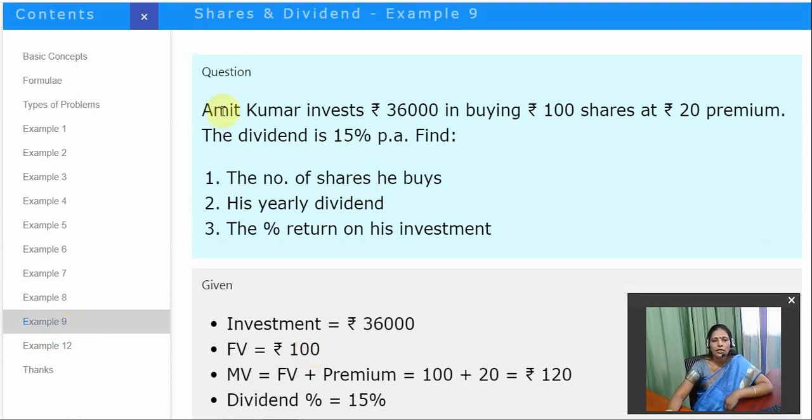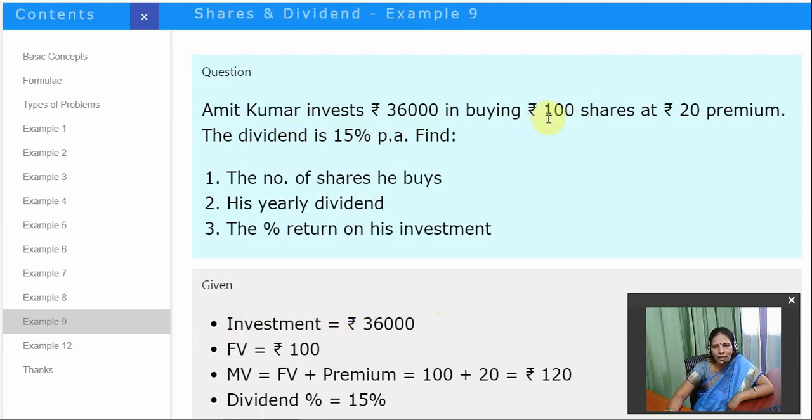The next question is, Amit Kumar invests rupees 36,000 in buying rupees 100 shares at rupees 20 premium. The dividend is 15%. Find. So you have three subdivisions to find. So now tell me, what is this 36,000? He invests. So the investment is 36,000.